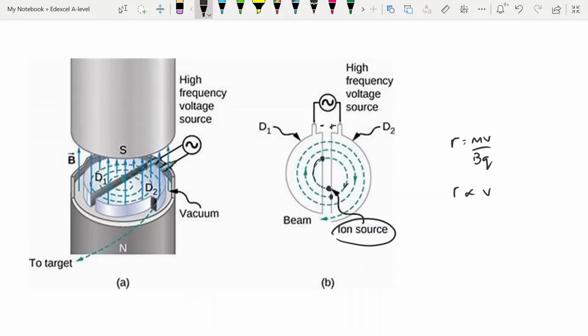Now, of course, it's going to spend the same amount of time in each D. There's no reason why it would not. The curvature is larger only because the particle is moving faster. It gets accelerated again into the other D, round it goes in a larger radius, and that keeps repeating until, depending on the size of your cyclotron, it emerges out here as a beam of electrons or protons or whatever it is that you're accelerating here.